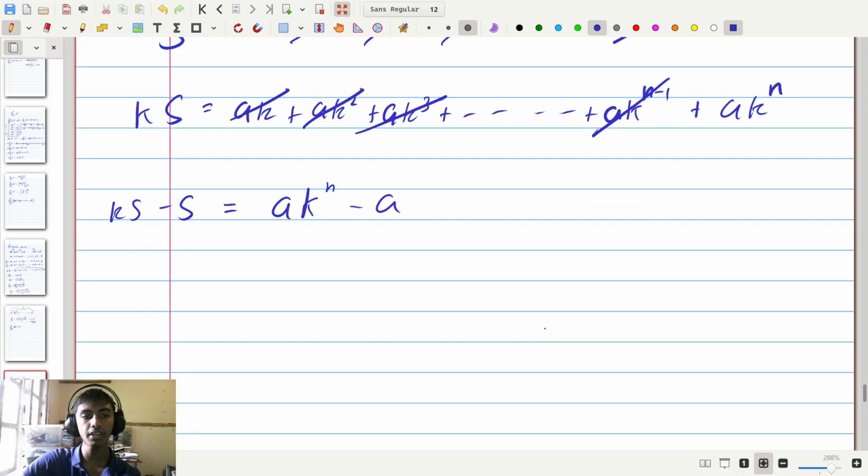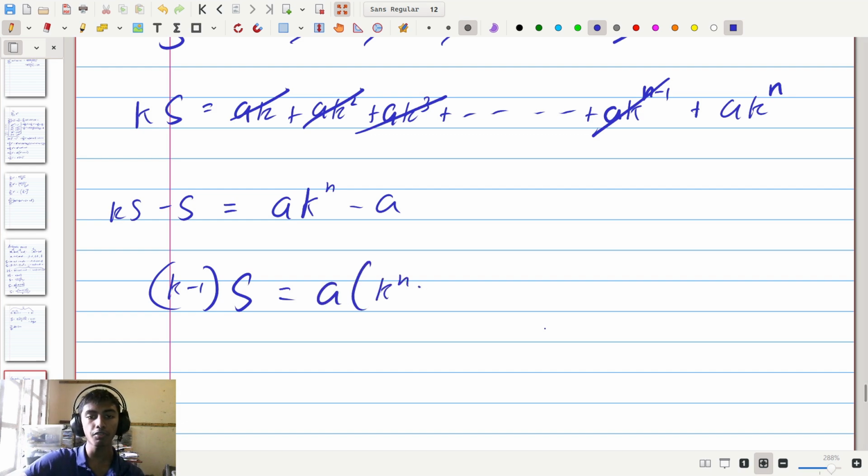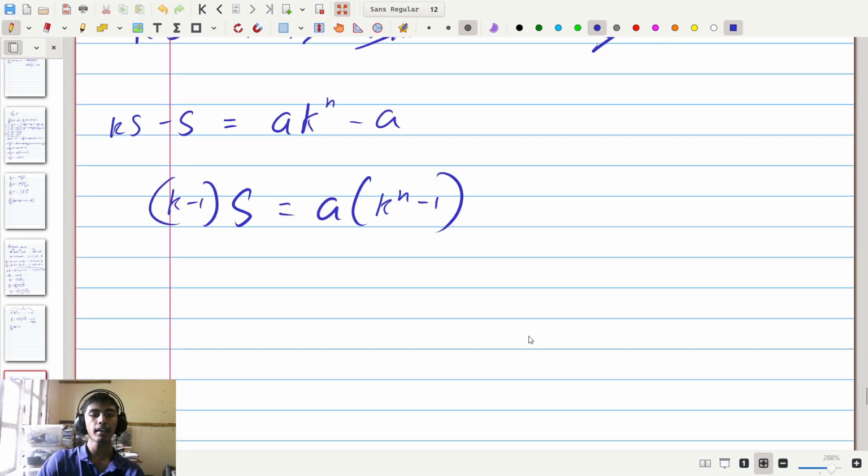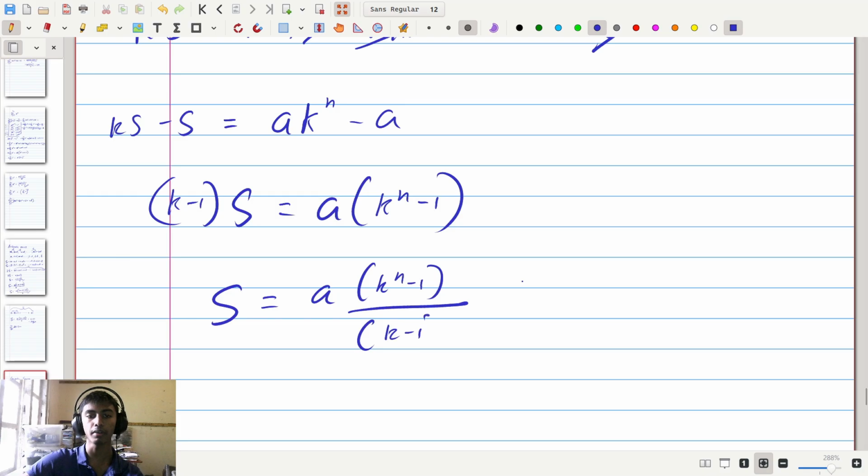If we consider this, we can see on the left hand side we can factorize this as being k minus 1 times the sum, and on the right side we can factorize this as being a times k to the power of n minus 1. Now we can see that if we divide both sides by k minus 1, our sum s is equal to a times k to the power of n minus 1 divided by k minus 1.